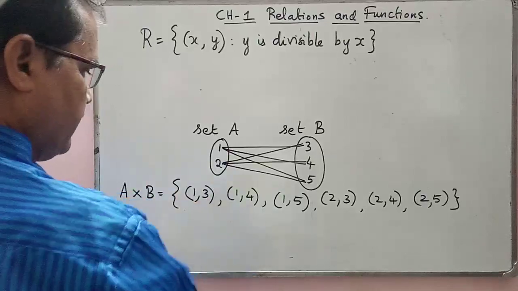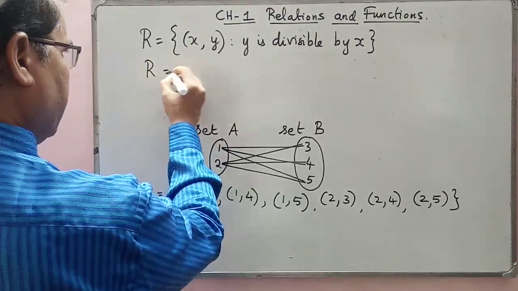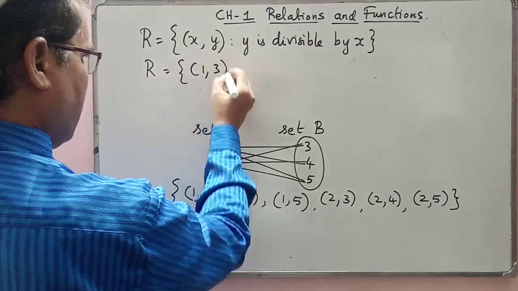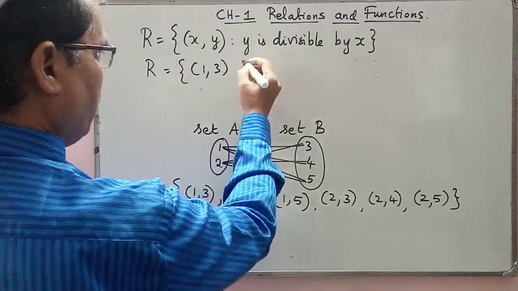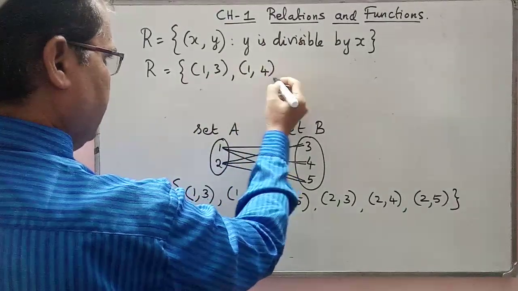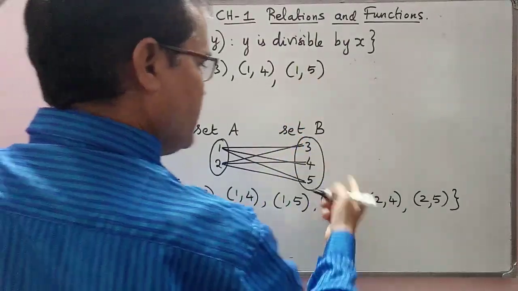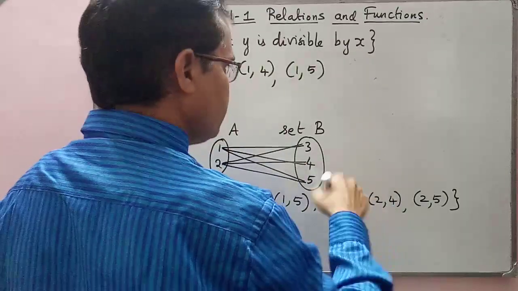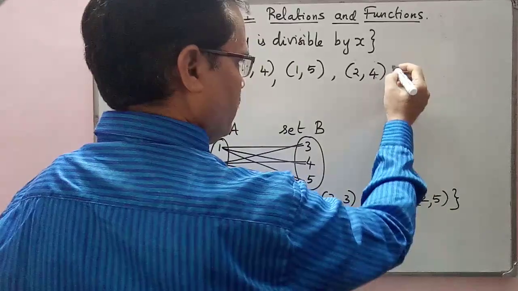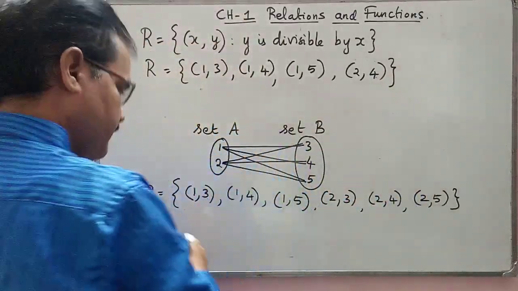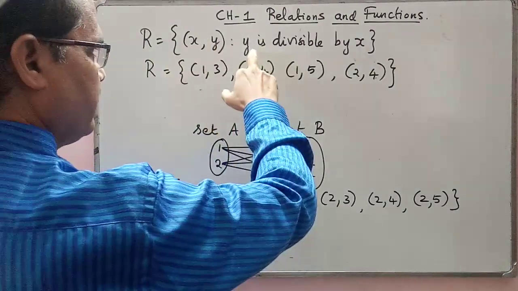Now you see here, 3 is divisible by 1. Yes, it is true. So we will take that ordered pair (1, 3). y is divisible by x. So 4 is divisible by 1, then 5 is also divisible by 1. 3 is not divisible by 2, but 4 is divisible by 2. 5 is not divisible by 2. So I defined a relationship between x and y as the set of all ordered pairs satisfying this condition, y is divisible by x.